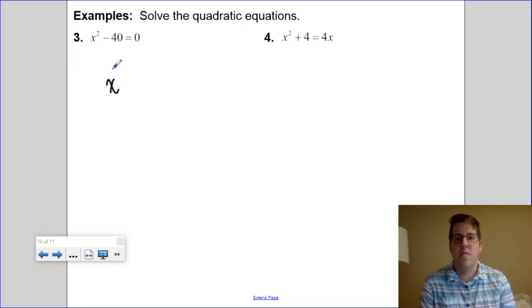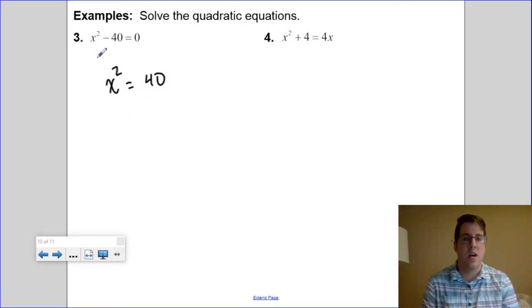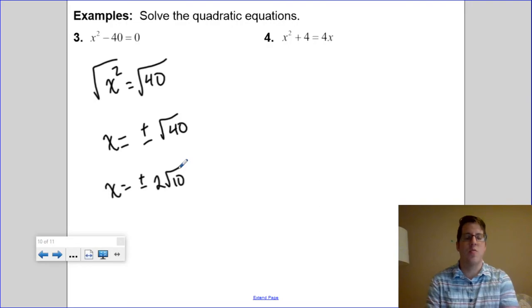Now, problem 3 here is a great example of when you might use the square root method. So if you remember that, if you can isolate the x squared on one side and just a number on the other side, a constant term, that's when you can take the square root. So we would get x equals plus or minus the square root of 40, or we would normally write that as plus or minus 2 root 10, if you remember simplifying your radicals.